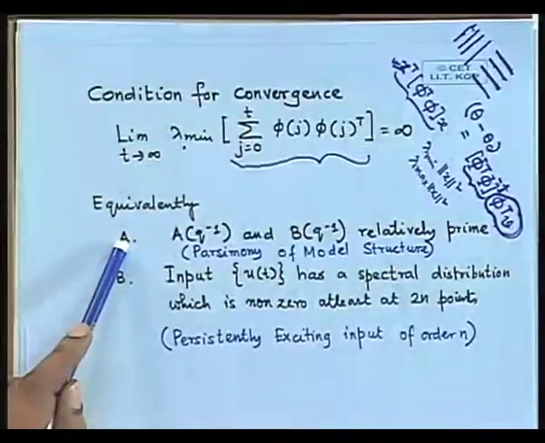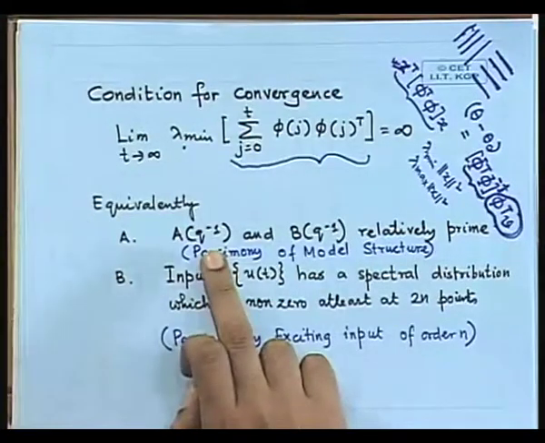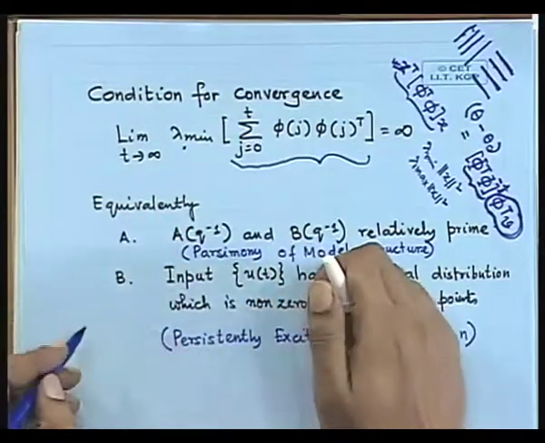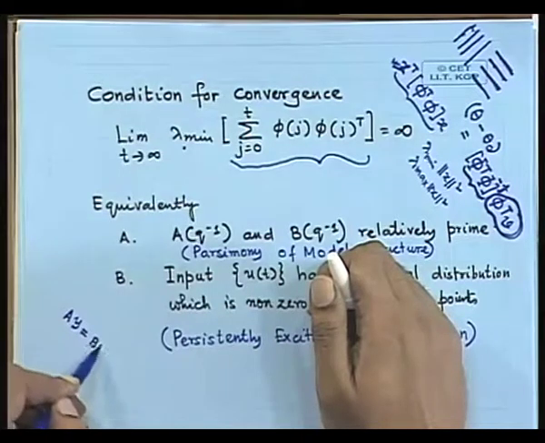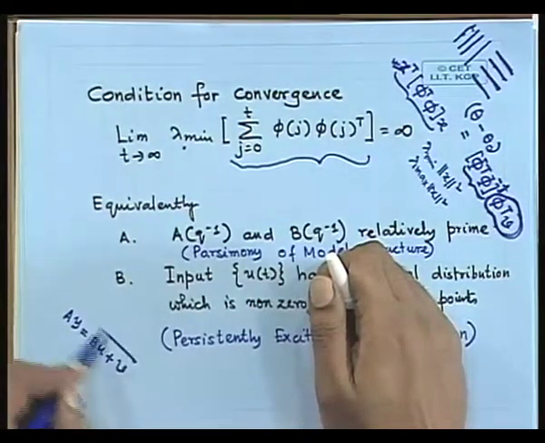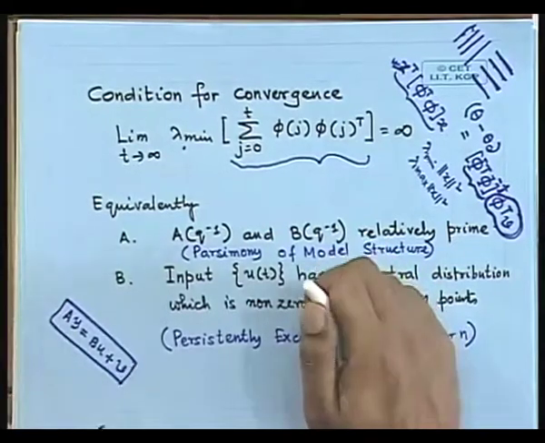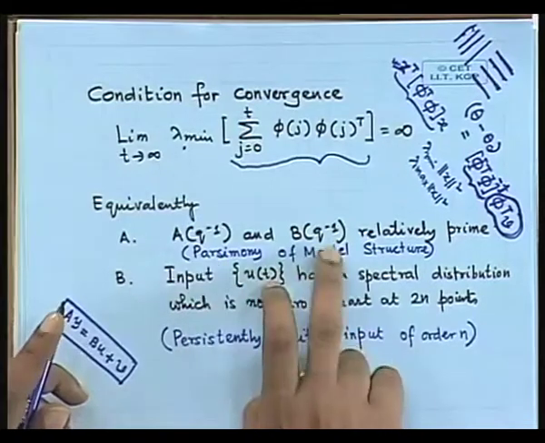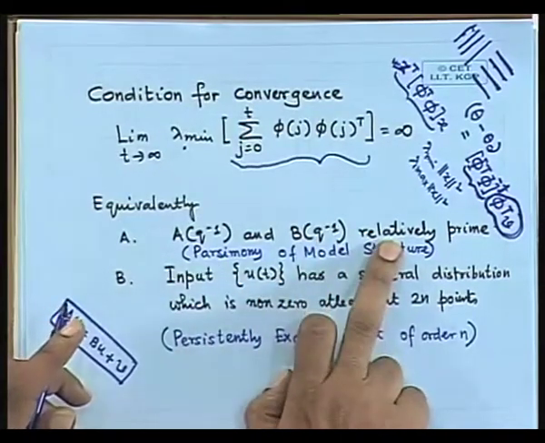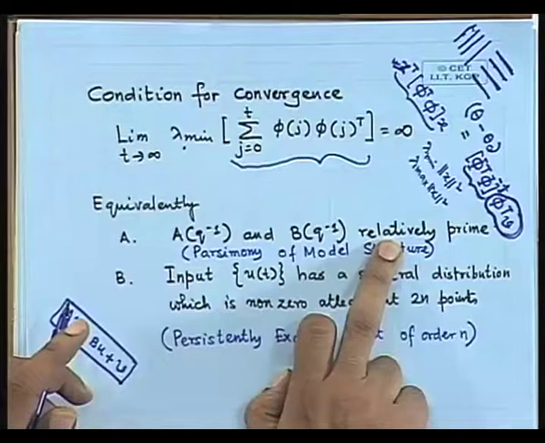So the first result says that if you have chosen, let us take a model structure that is Ay equals Bu plus v. This model structure we are talking about, ARX. So the first condition is that this A and B should be relatively prime. What does it mean? What is meant by relatively prime? We will see.